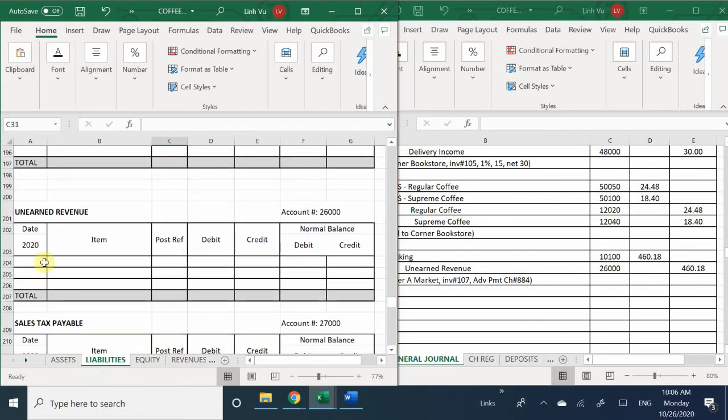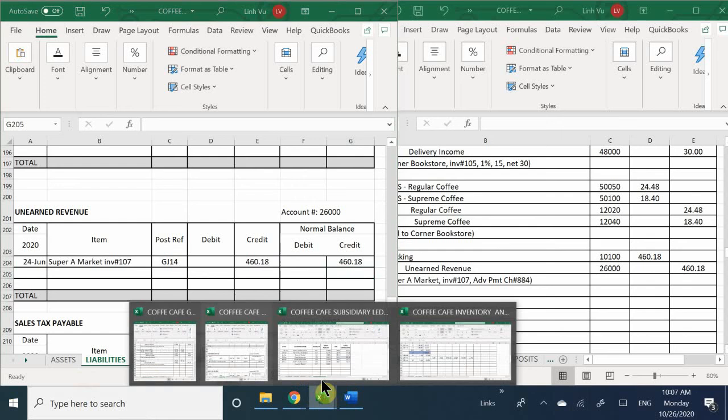Okay, unearned revenue. This is Super A Market. Invoice 107. GJ 14. Credit 460.18. All right, making my credit balance to be 460.18. All right, lastly, where do we need to go?